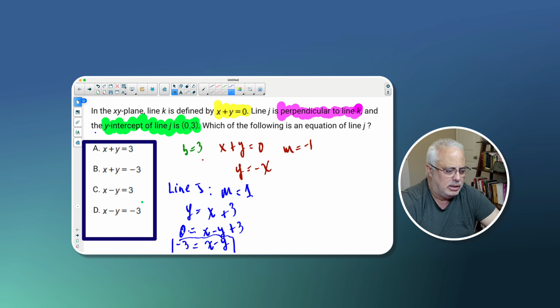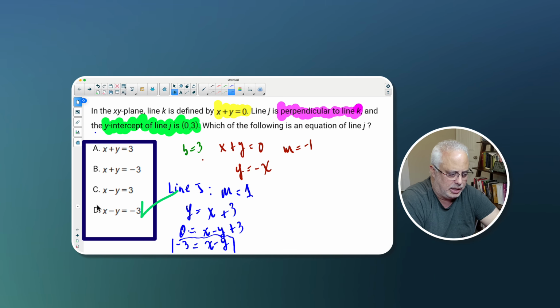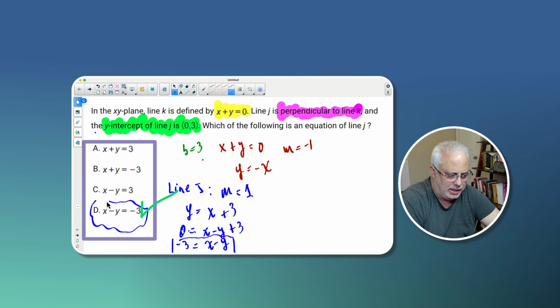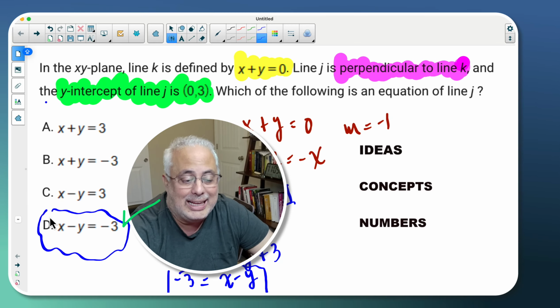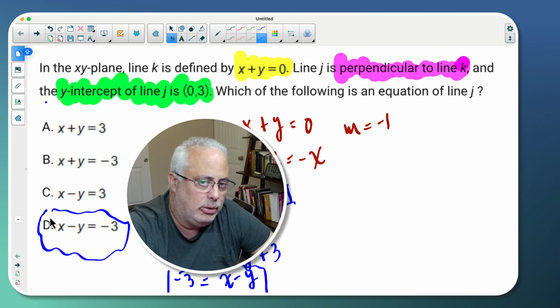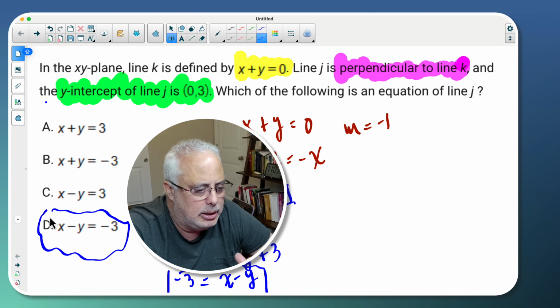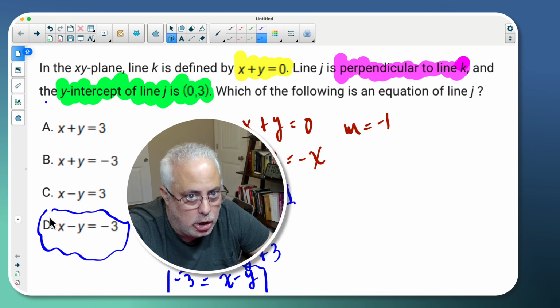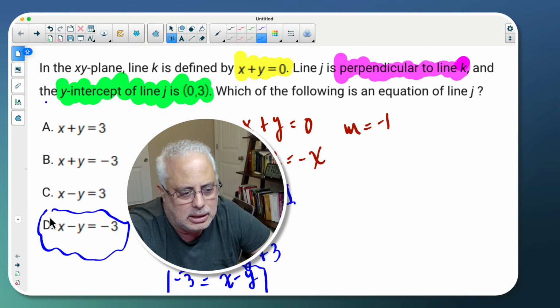So what is the answer right here? x minus y equals -3. D is the final answer. Playing with ideas, playing with concepts, playing with numbers. This is all about the SAT or any math test. Be ready for questions like this.